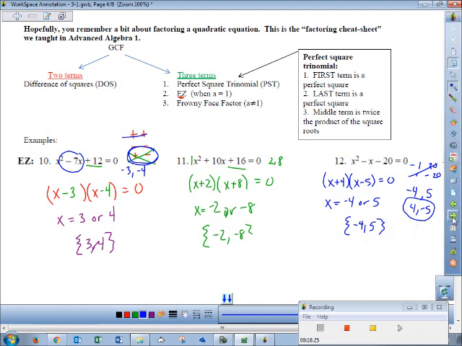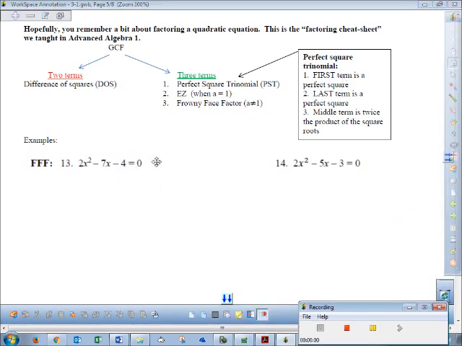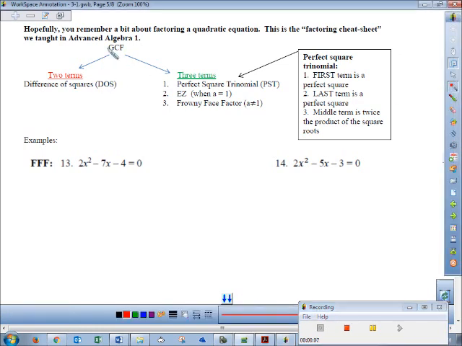The a value was 1. So here on the last ones, we finally have to frowny face factor. We've got to always check things, though. If there's a GCF, we'll take that out. It's definitely not a difference of squares, because it's got 3 terms. Difference of squares only have 2 terms. Perfect square trinomial, no way. Easy, can't be, because the a value is not 1. It's something other than 1.